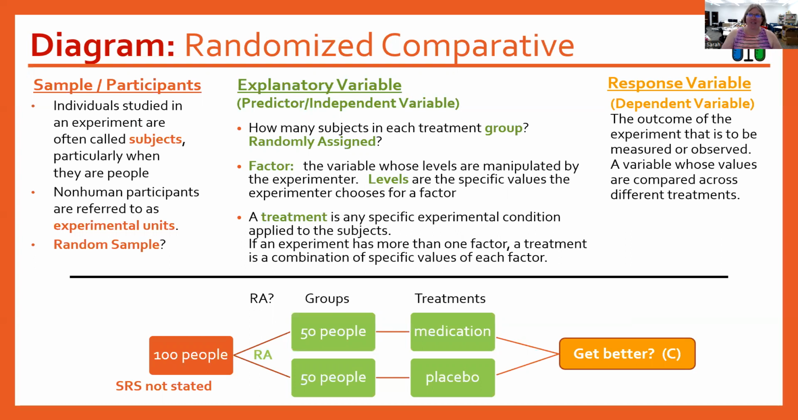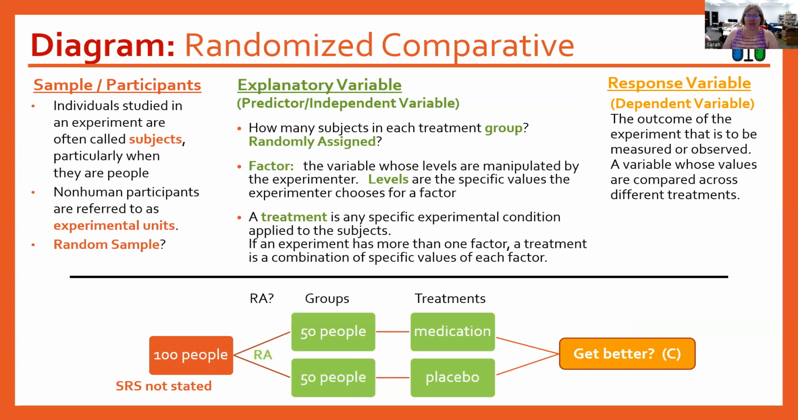All right, so once you start with the sample, the middle part of our diagram actually has 2 columns, and this is where our explanatory variable is going to take place. We're going to start by assigning people into groups, and you want to note if they're randomly assigned. Remember that random assignment is what gives us cause and effect. So we'll put the number of people assigned to each group, and then each group is going to be assigned a treatment. So here's how the treatments work.